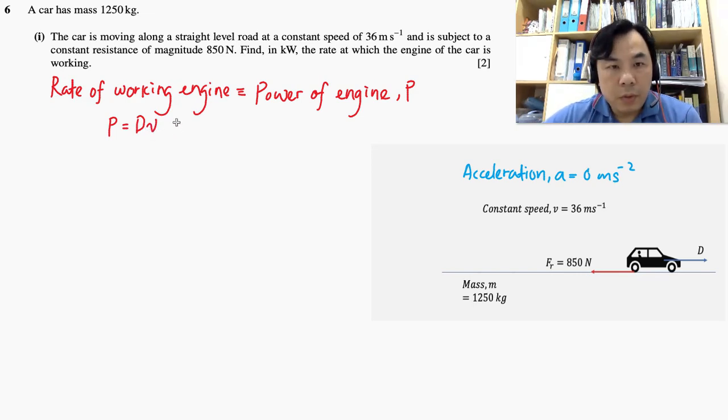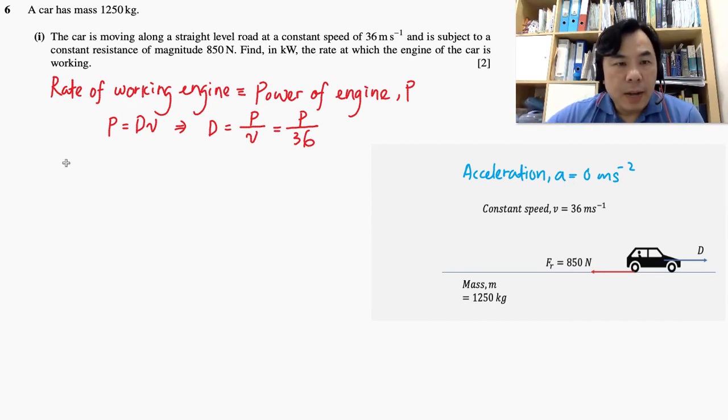Therefore, in this case, the driving force is given by power divided by speed itself. Do we know the speed? For sure, we know the speed because it's moving at a constant speed of 36. So here I can write it down as 36. That will be our driving force, and we know that acceleration is equal to 0.